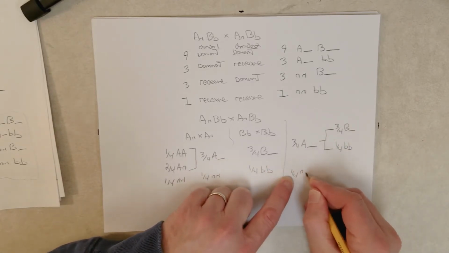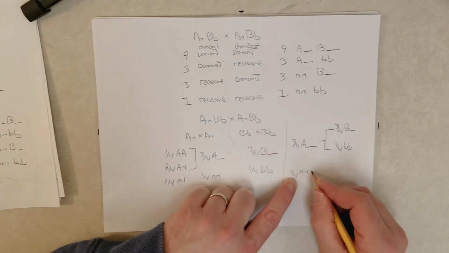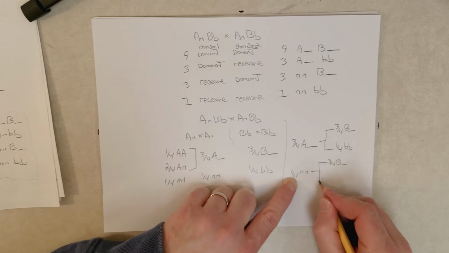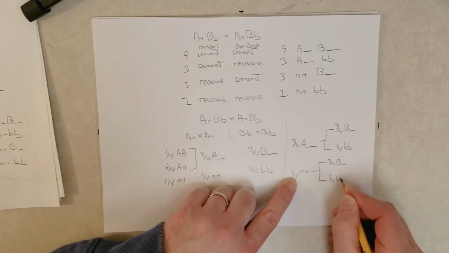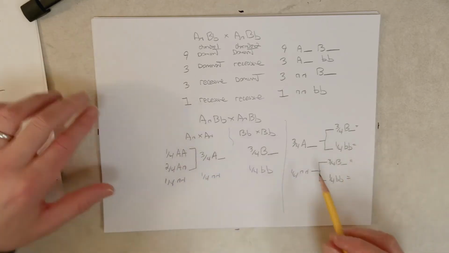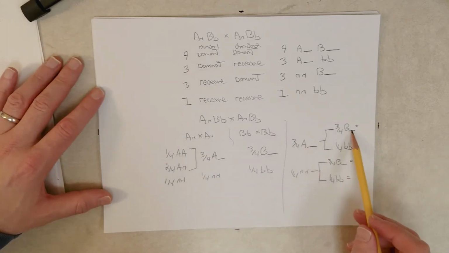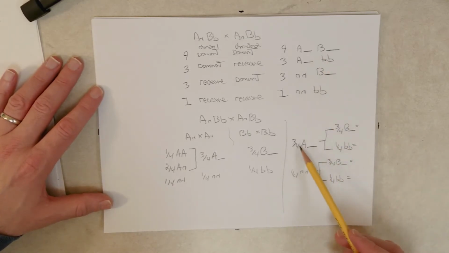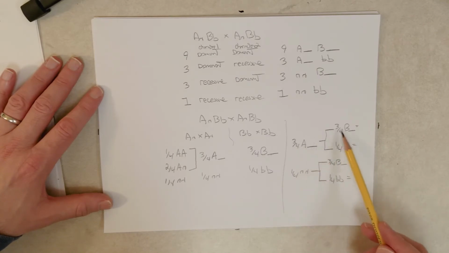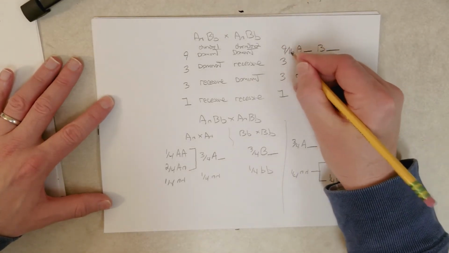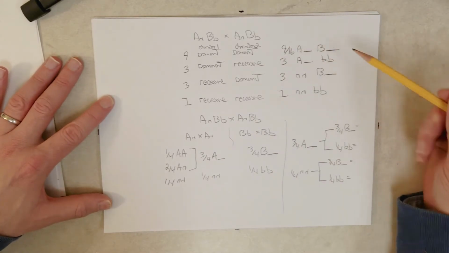Of the 1/4 that are homozygous little a, 3/4 will have at least one big B, 1/4 will have 2 little b's. And if we multiply these together, I'm running out of space here, so I won't draw it out for you, but I'll point up here. 3/4 A underscore times 3/4 B underscore equals 9/16 A underscore B underscore.